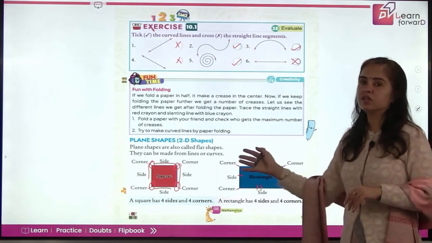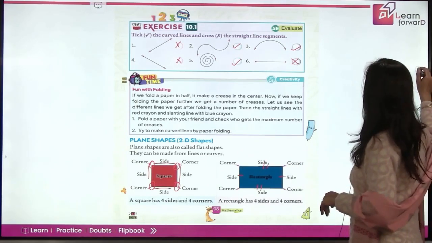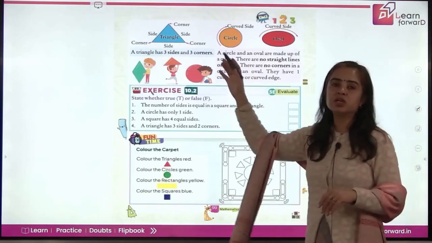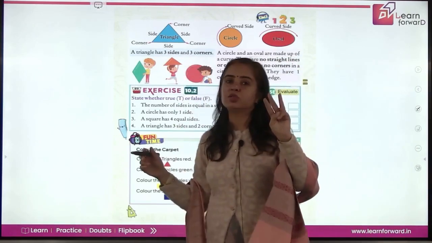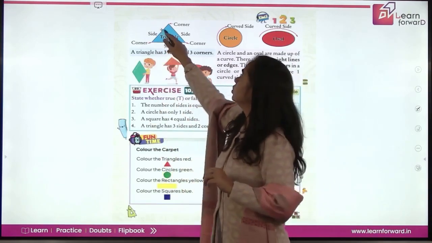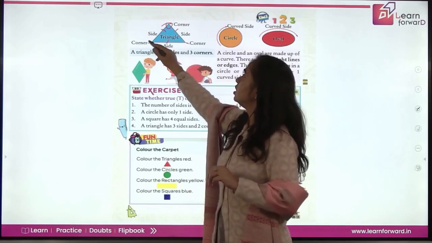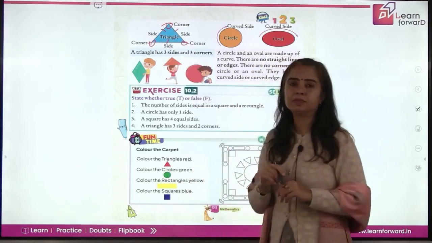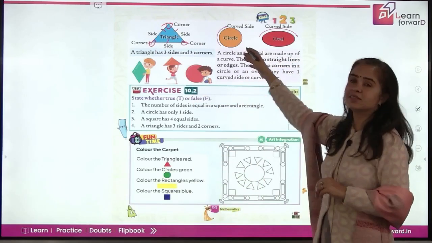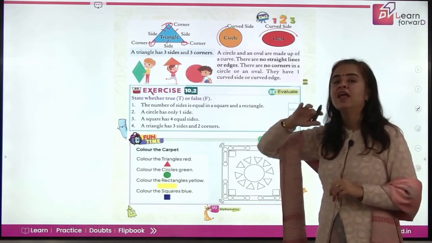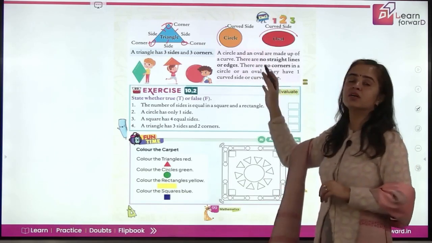So this is the difference between a square and a rectangle. Moving to the next shape, a triangle. Tri means 3. So this shape has 3 sides and 3 corners, right? Coming to the next, this is a circle, round like a sun, and it has just one curved face.